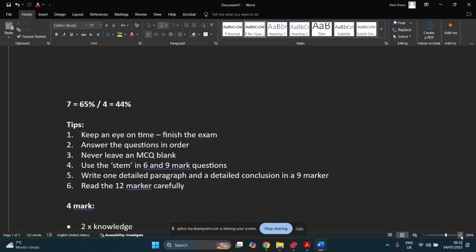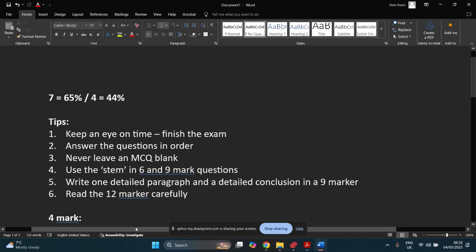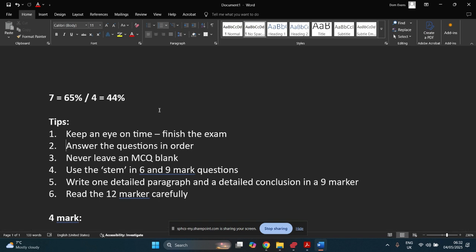First thing to draw our attention to is the grade boundaries. So to get a 7 last year, you needed 65%, all right? So that is about 6 out of 9 in the 9 marker. And to get a 4 is 44%. Okay, so you do not have to answer the questions perfectly. But what I will say is to keep an eye on time and make sure you finish the exam.